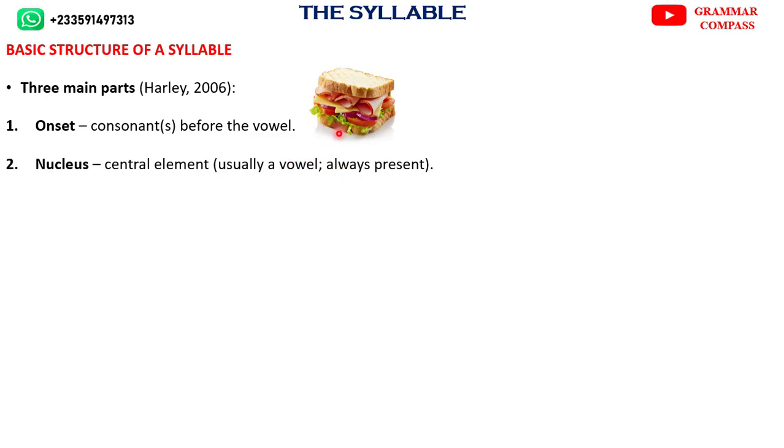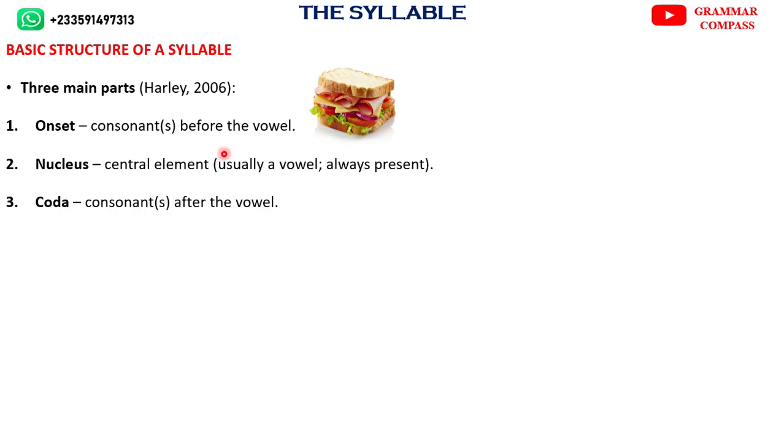Now what about the bread at the end of it? We call it coda. So the coda is the consonant after the vowel. This is also optional. So it means that the minimal form is the nucleus, the vowel sound. So every syllable must have a vowel sound. The syllable can have a consonant sound before it, but the consonant sound is optional. It is not mandatory for every syllable. The syllable can also contain a coda, that is a consonant sound after the vowel. This is also optional. This is the basic structure or the three main parts of a syllable.